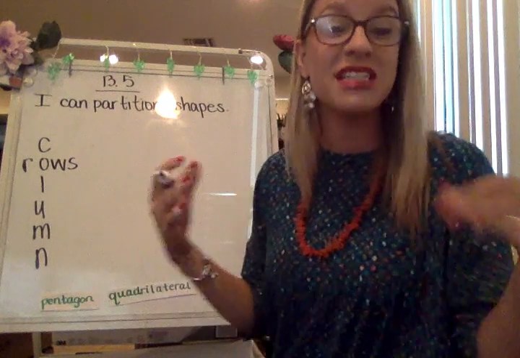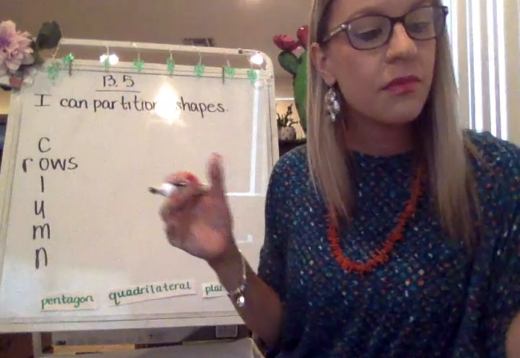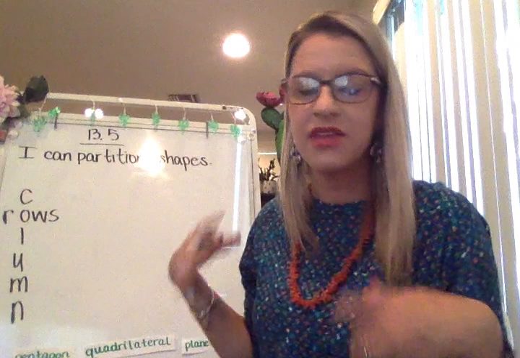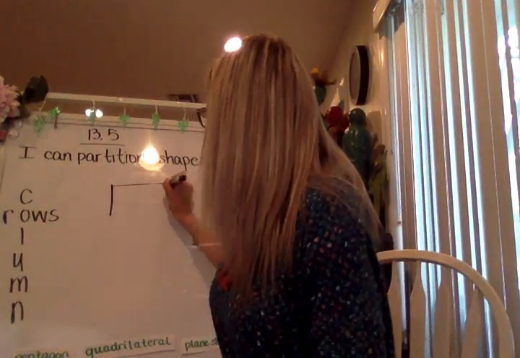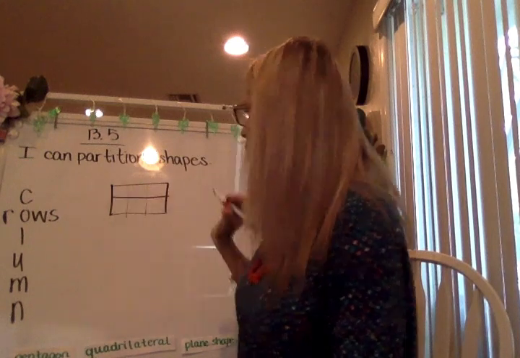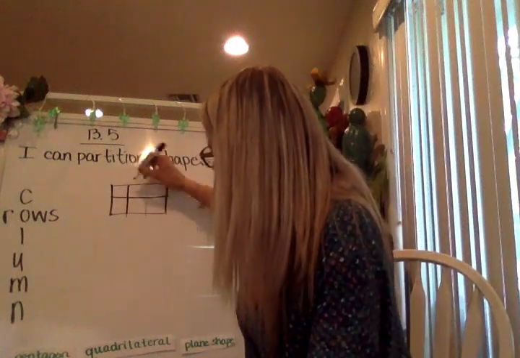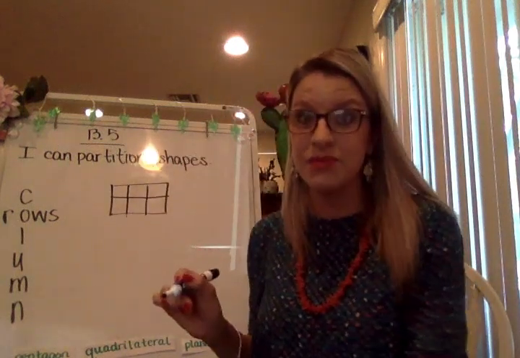So partitioning the shapes, I'm just looking at my teacher notes real quick. I am just cutting those into equal pieces. So when you're looking at the squares and you're looking at the rectangles, you are trying your very best to make them into equal pieces. Let's do another one. So each of these squares, when you're drawing these lines on here, you're trying to make them about the same size.